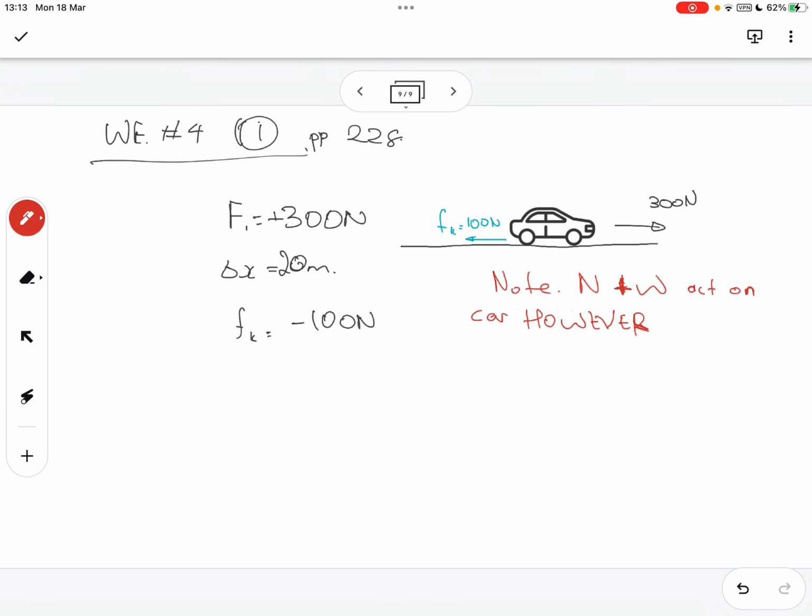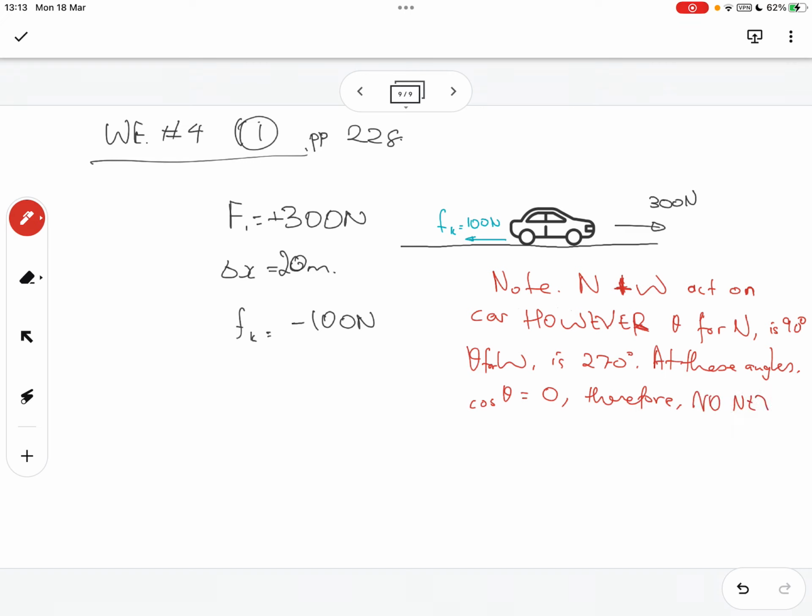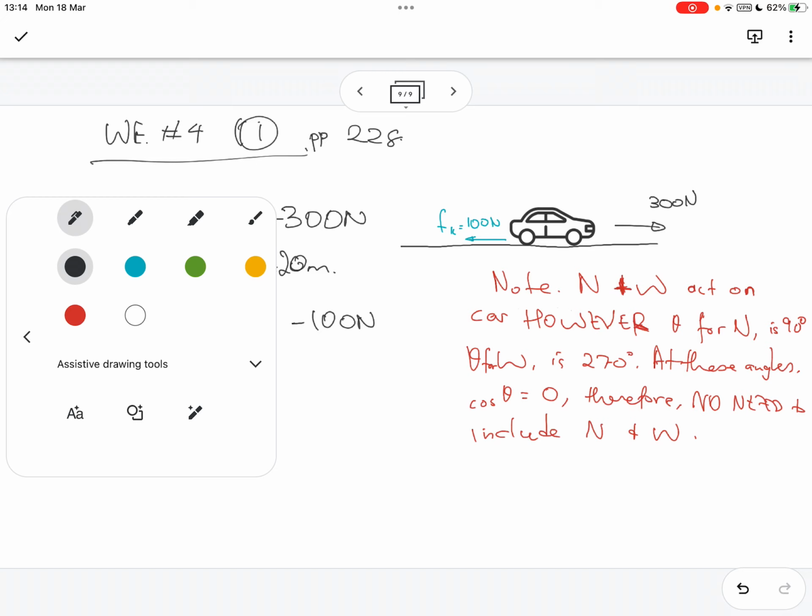Wow, okay. So I was saying, theta for normal force is 90 degrees and theta for weight is 270 degrees, and at these angles cos theta equals 0, therefore no need to include N and W. So I just thought I'd put that out there.